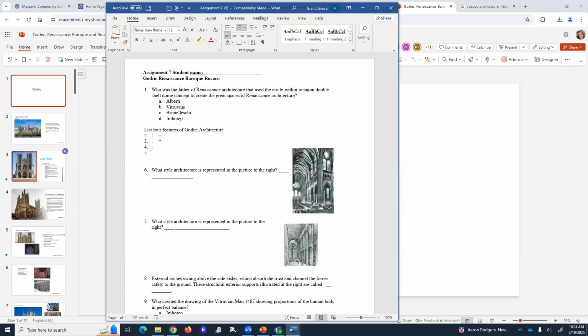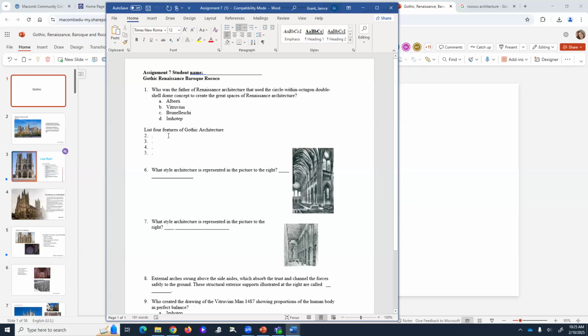Large windows. You know what? The large stained glass windows is definitely one. The large openings to bring in more light for sure. And then one more big structural thing, flying buttresses. The flying buttresses came out of that time too.